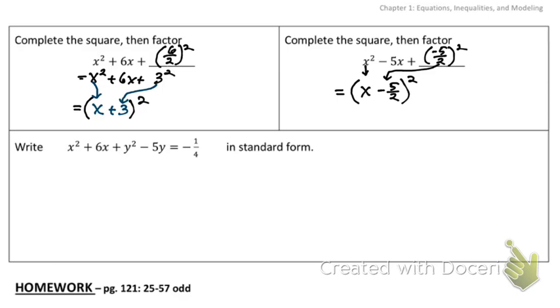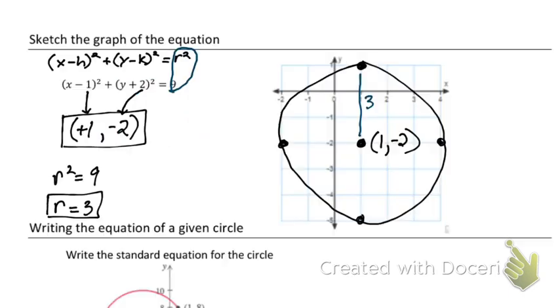Now, why is this important to circles? Well, if you were ever given x squared plus 6x plus y squared minus 5y equals negative 1/4, and I tell you to graph that, it's a really hard thing to graph because it's not in this form where I have my h and k values just standing out in front of me.